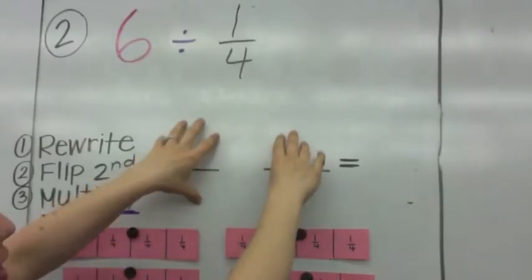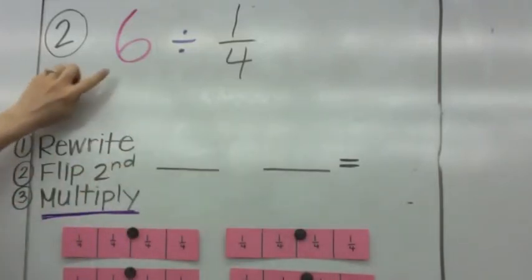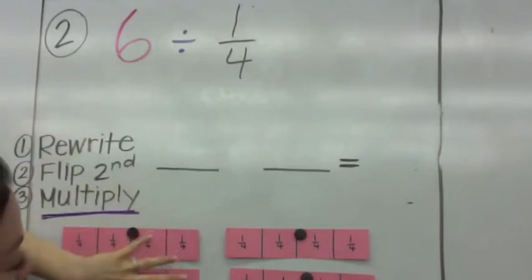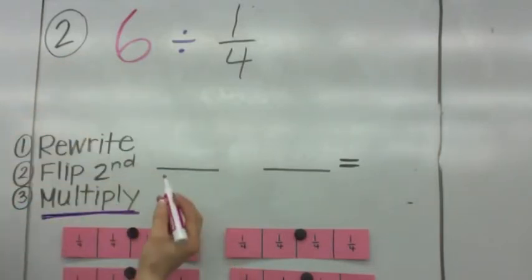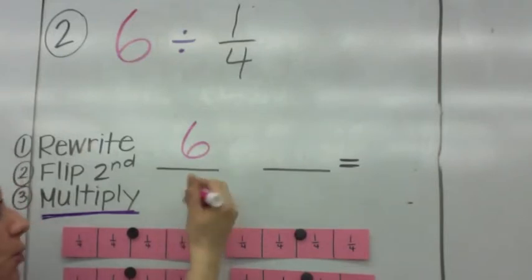The way to solve this is there's 3 simple steps. The first thing is you're going to rewrite the 6 as a fraction. So you write 6, and how do you make 6 a fraction? What do you put under it? You put a 1. Very good.